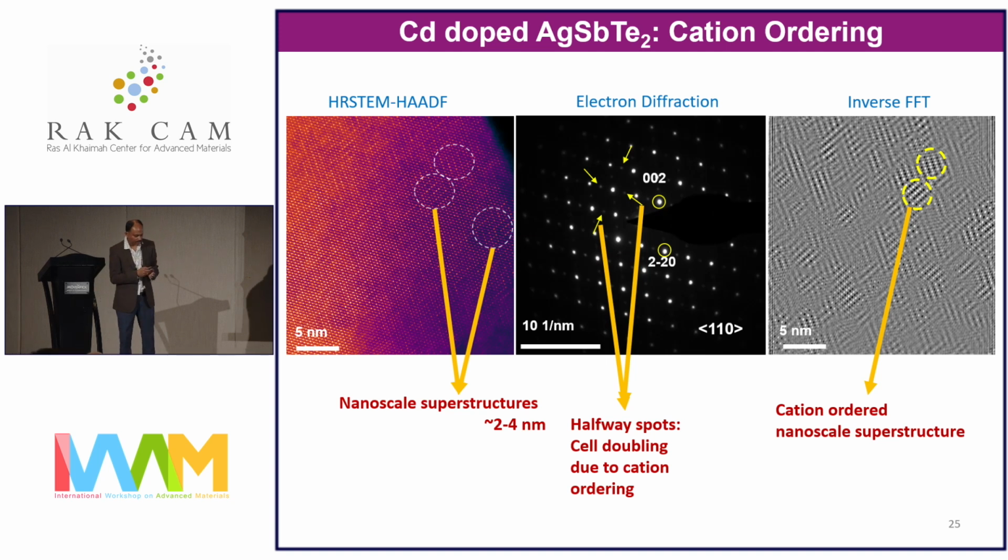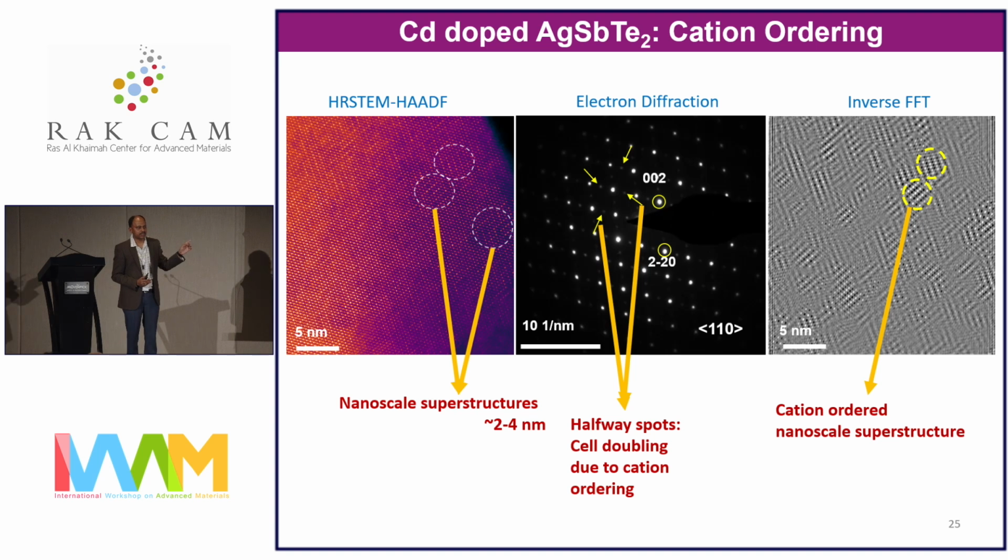And in the electron diffraction, it is much more clear. You can see there is a halfway spot, a weak spot. That comes from the cell doubling. So cell doubling happens, and the compound orders, and the ordering dimension is the size of 2 to 4 nanometer. We are fortunate this compound has a phonon mean free path in the range of 2 to 6 nanometers. So we are hitting the sweet spot.